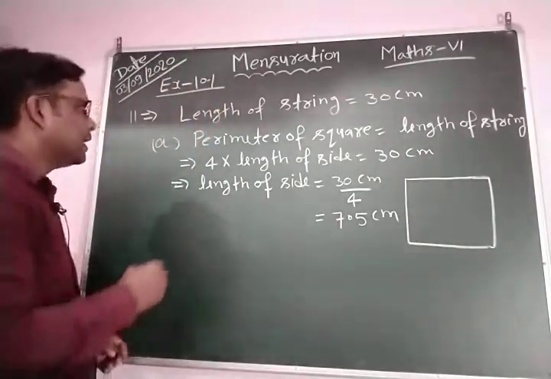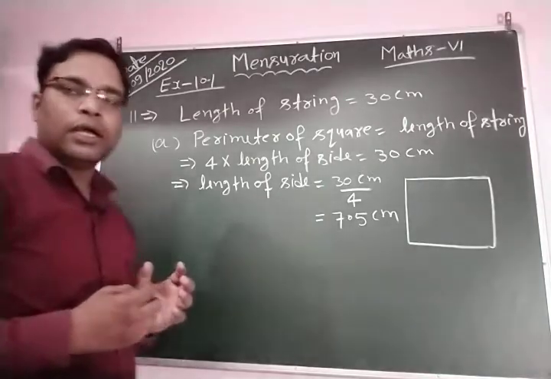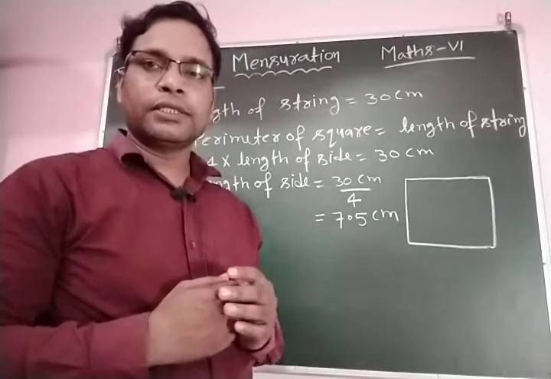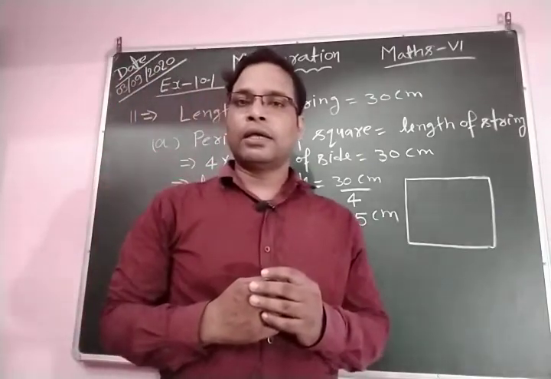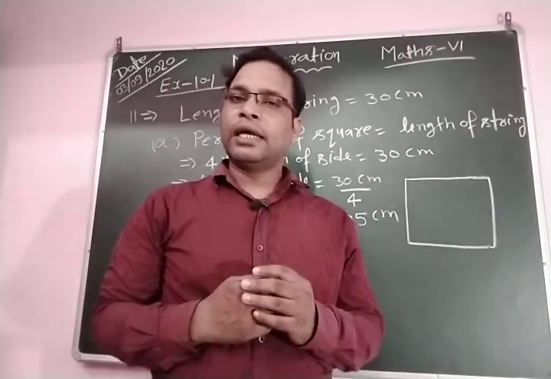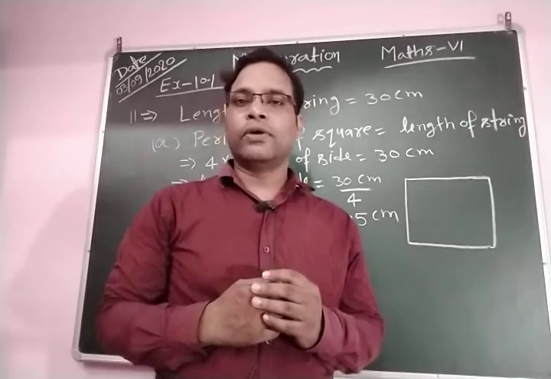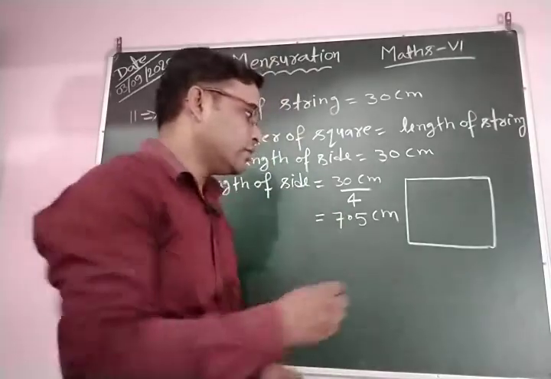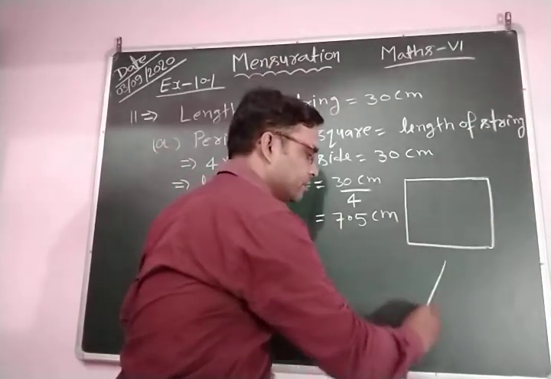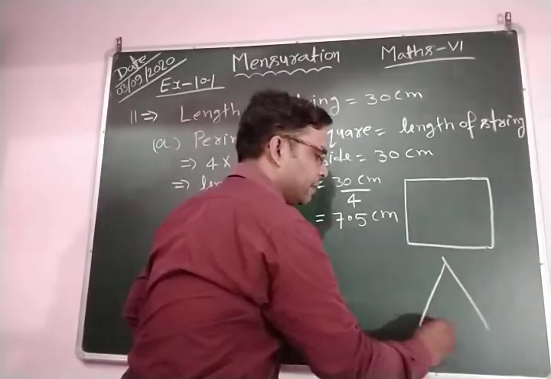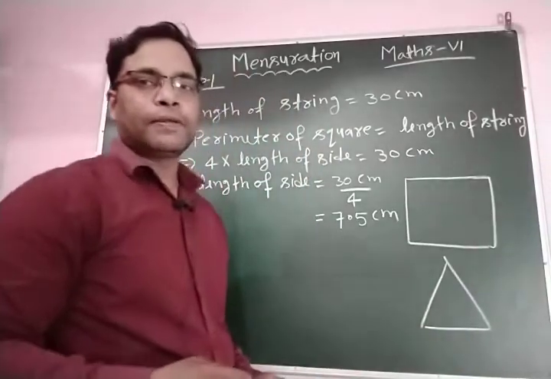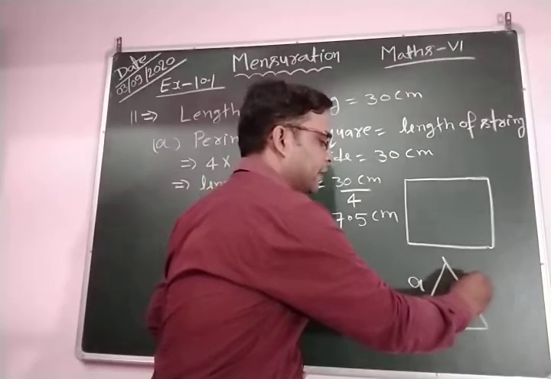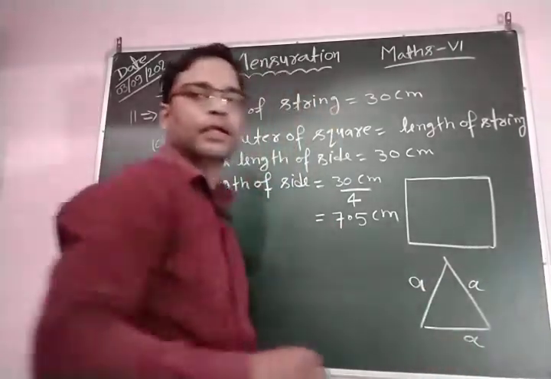Again, in this string we make an equilateral triangle. An equilateral triangle has 3 sides, and the 3 sides are equal. Okay, in equilateral triangle 3 sides are equal. So you can see this is an equilateral triangle. In this triangle all sides are equal. Suppose A and A. Clear?